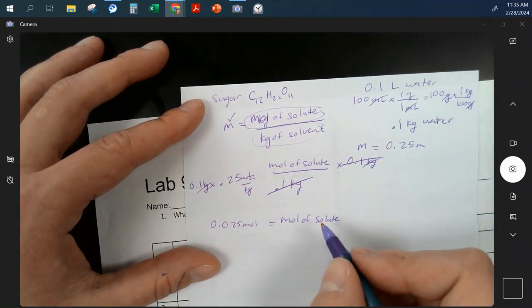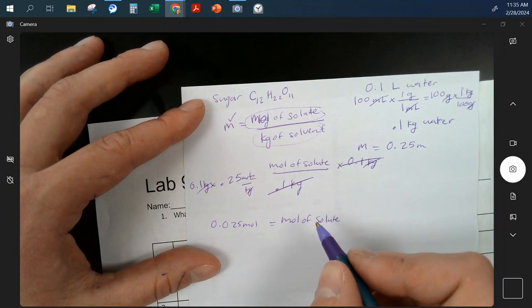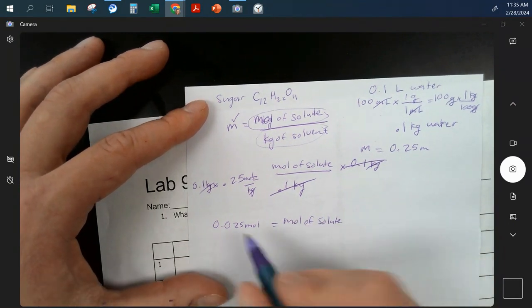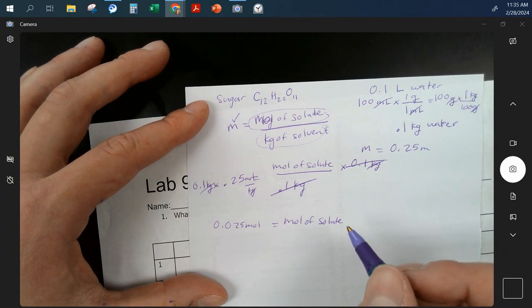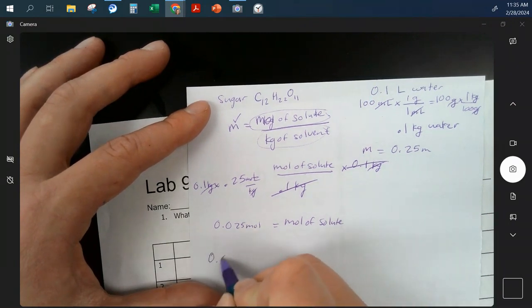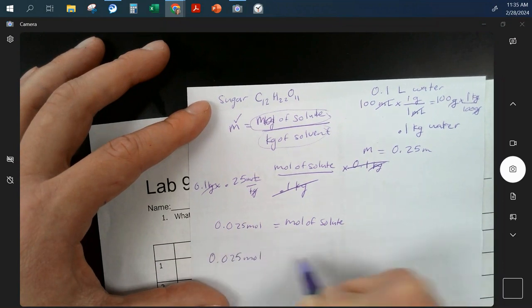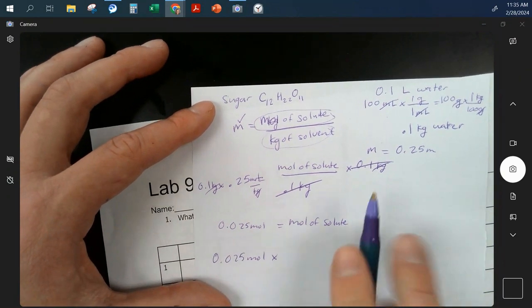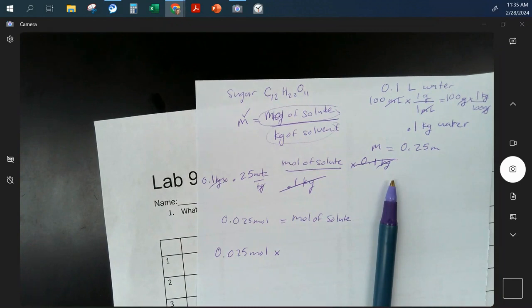All right, but our solute is different. We need grams. How do we go from moles to grams? Molar mass. Multiplied by the molar mass. So 0.025 moles multiplied by the molar mass, which is somewhere. Let's find the internet.